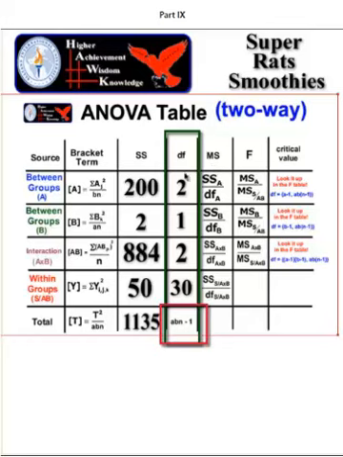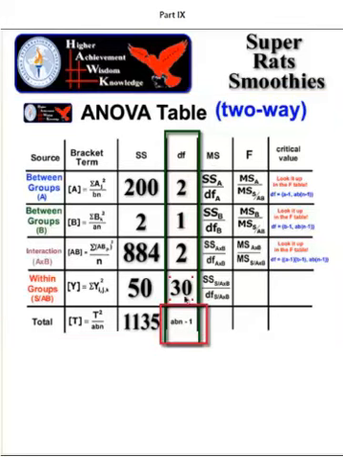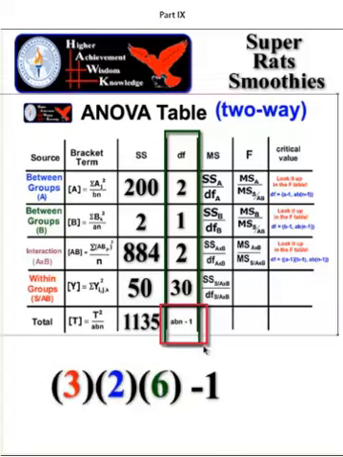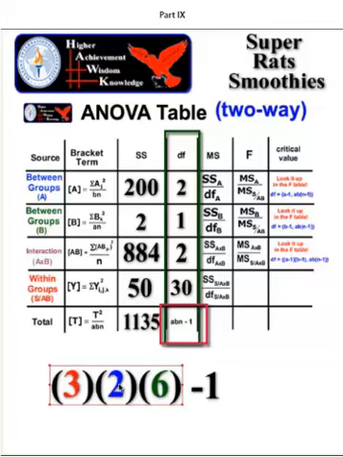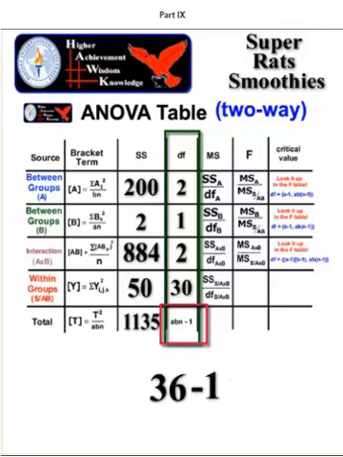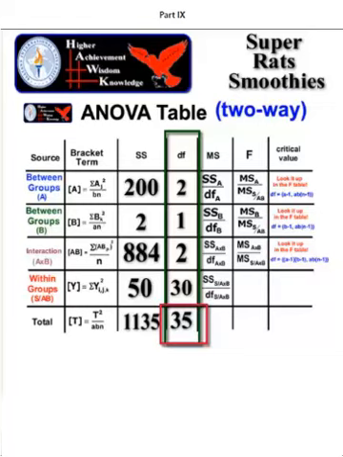There's a couple ways to do that. You can go ahead and add these numbers down in a column. So it should be 35, but let's just use the formula, right? A times B times N, which is 3 times 2 times 6 minus 1, right? 3 levels of A, 2 levels of B, 6 is our little n, minus 1, it should be 35. What do you know? It is. Okay, that's it for degrees of freedom.